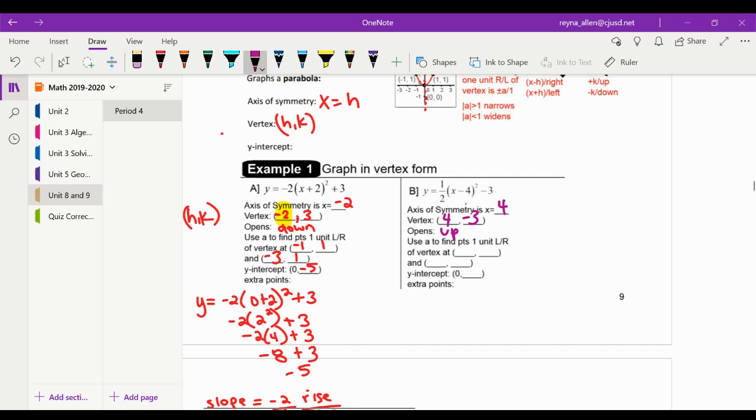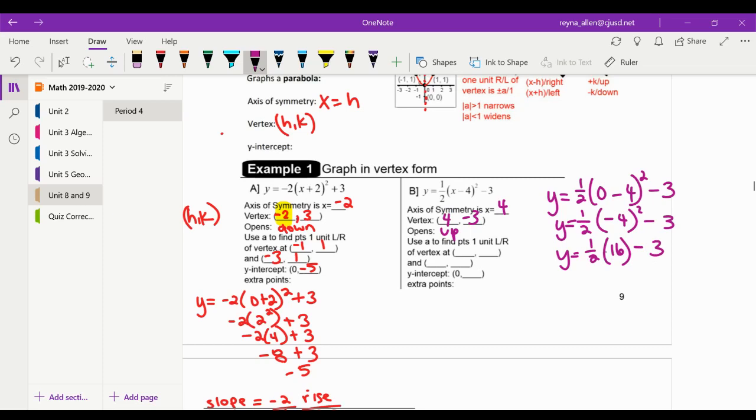Our y-intercept is when x is 0. So we substitute in 0. 0 minus 4 is -4. Use PEMDAS, do your exponents first. -4 times -4 is 16. Now half of 16 is 8. And then 8 minus 3 is 5. So this one also has a y-intercept of 5. The other one was negative 5.